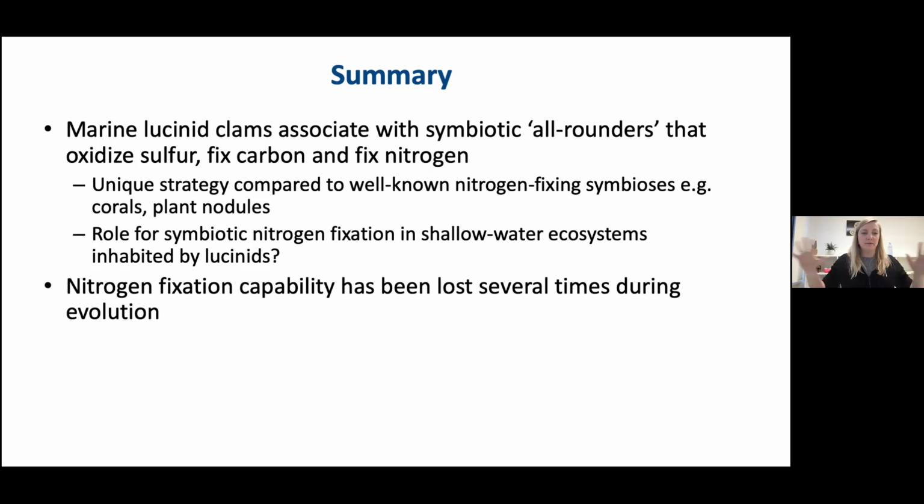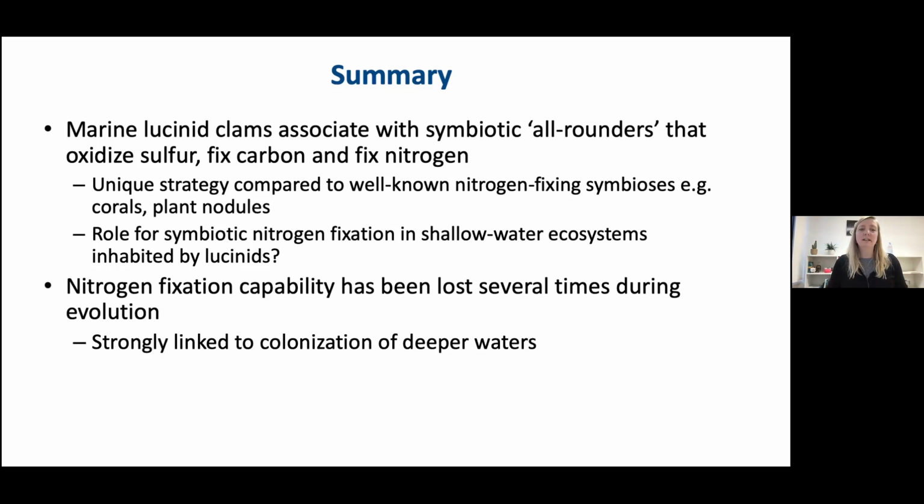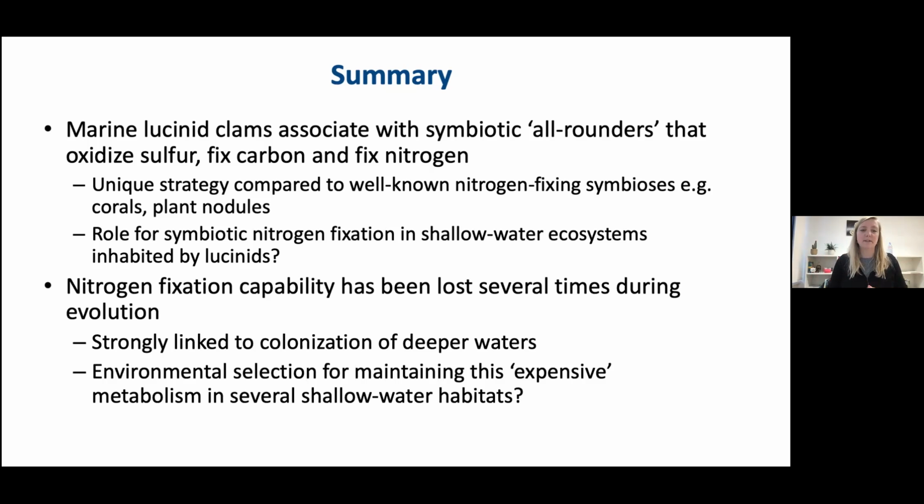And our large-scale evolution project has shown that the nitrogen fixing capability has probably been lost several times during evolution, and this is strongly linked to the environment, to invasion of deeper waters by the animals and their symbionts. And this is an example of environmental selection for maintaining this expensive metabolism only in the shallow water habitats and mostly at low latitudes.